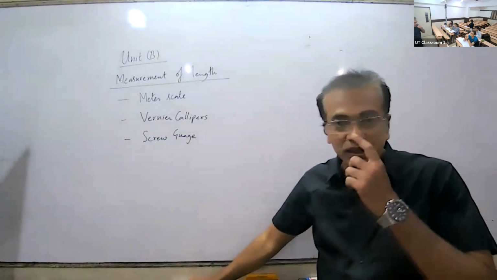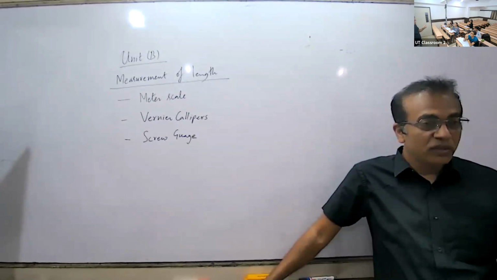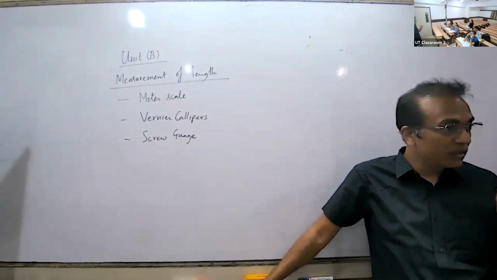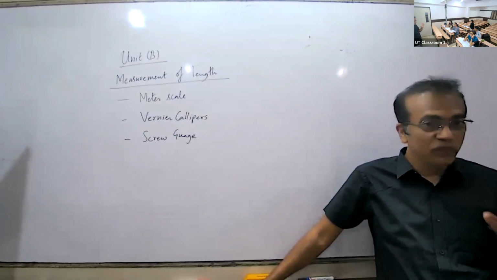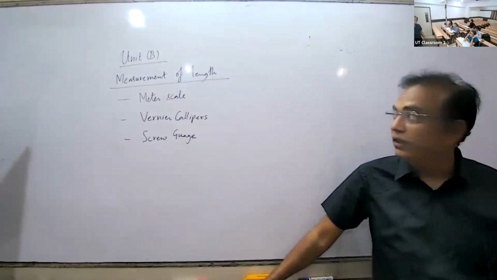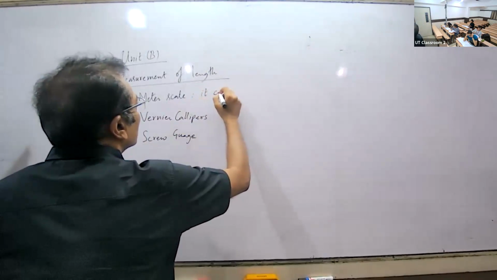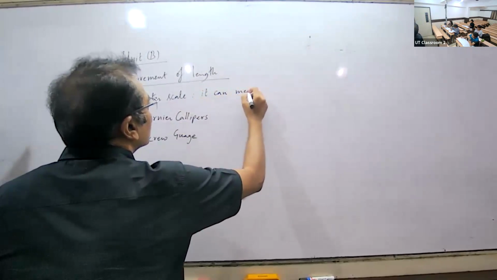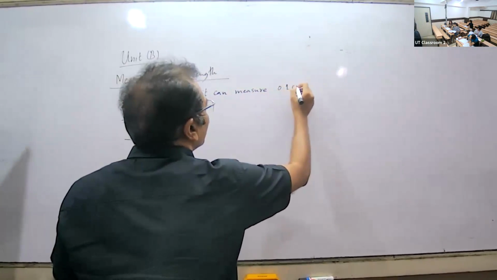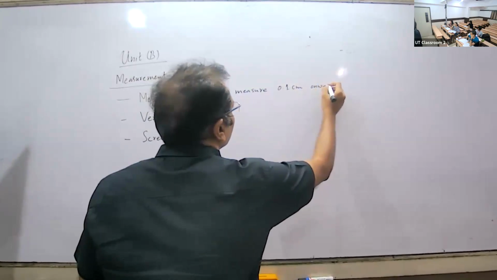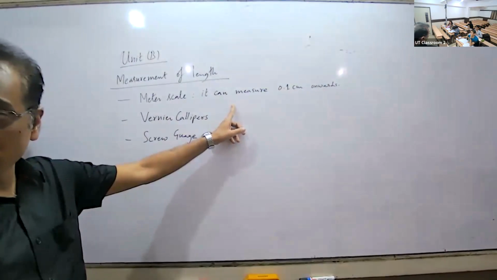Now, every instrument has a smallest measuring capability, right? So what is the smallest length a meter scale can measure? 1 centimeter? 0.1 centimeter, right? 1 millimeter. So it can measure 0.1 centimeter onwards. This is the smallest length it can measure.